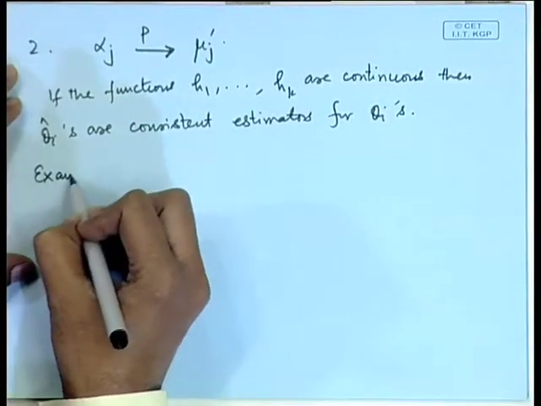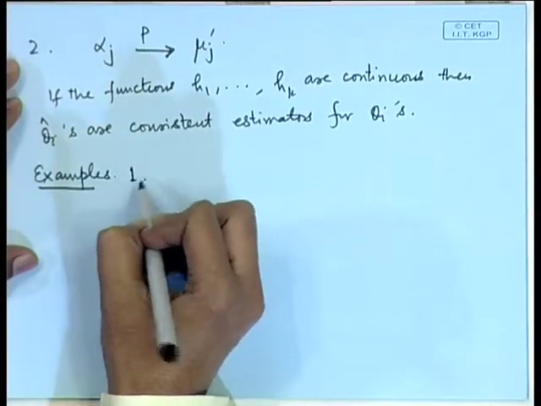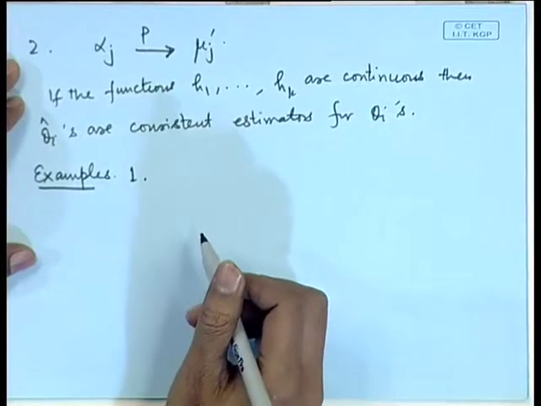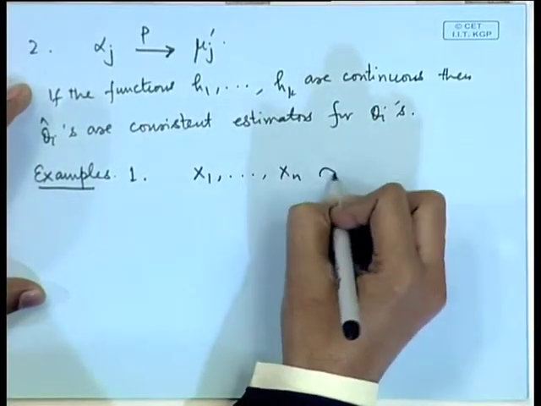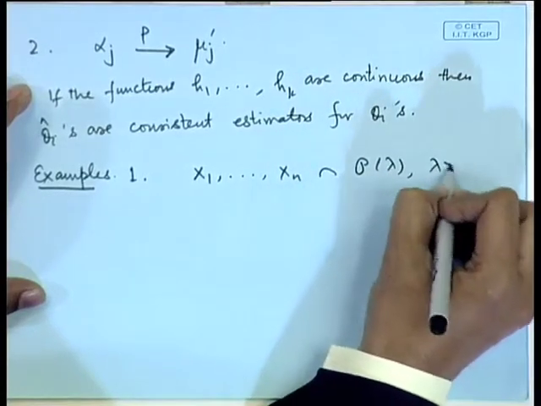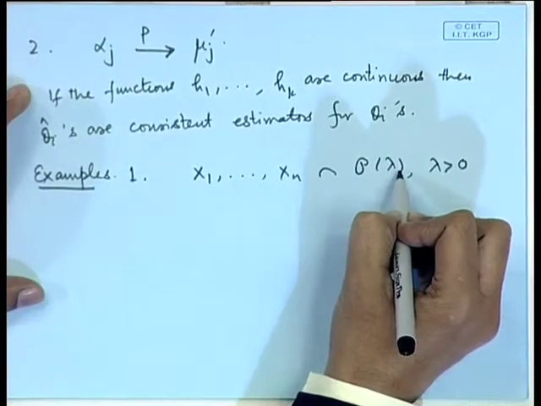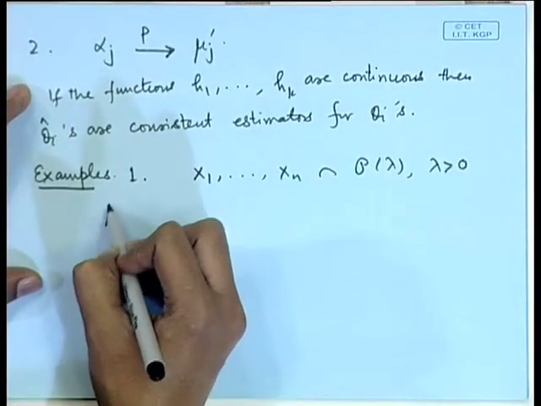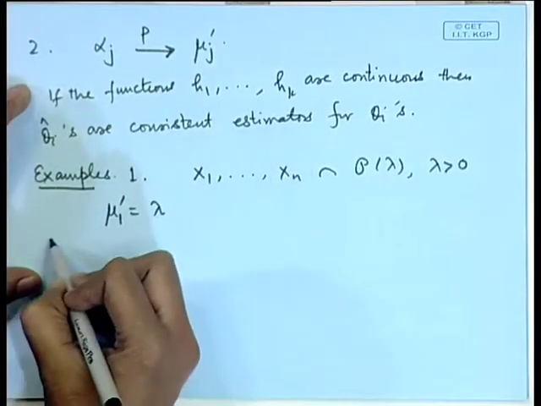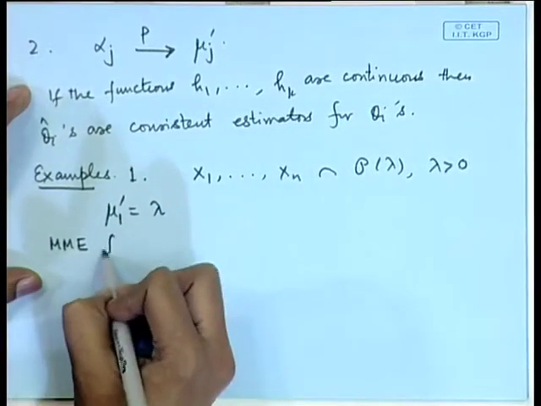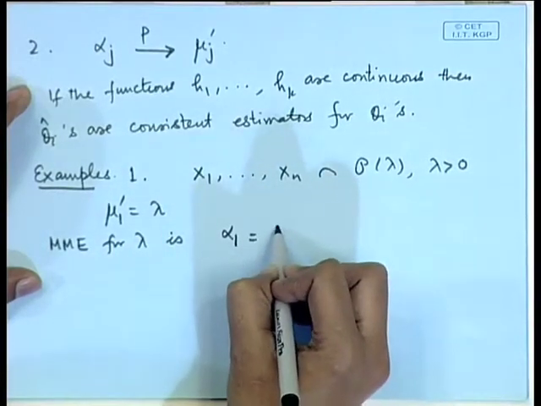Let me explain this method by solving certain examples. You may see that many times this is extremely simple. Suppose I say x 1, x 2, ..., x n follow Poisson lambda distribution. So, here you can see only one parameter is coming. So, we look at only the first moment, mu 1 prime is lambda. That means, method of moments estimator for lambda is simply alpha 1, that is x bar.